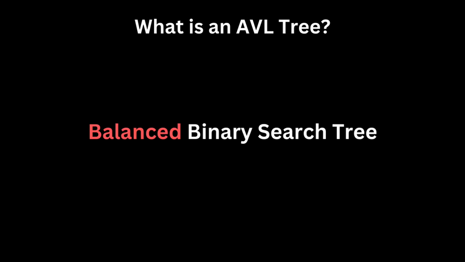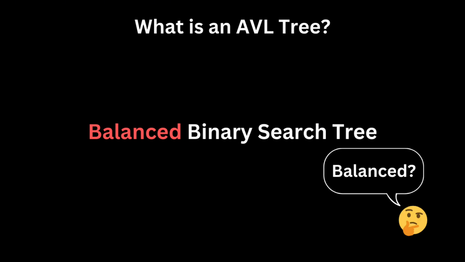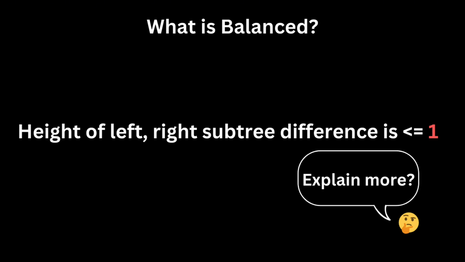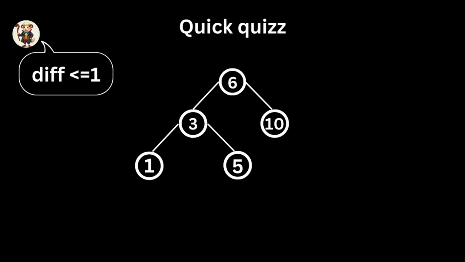Let's dive into understanding what an AVL tree is. An AVL tree is a type of balanced binary search tree. But what exactly do we mean by balanced? In AVL trees, balanced means that the heights of the left and right subtrees for any node differ by no more than 1. Explain more? Of course. So let's do a quick quiz to explain more and visualize it.